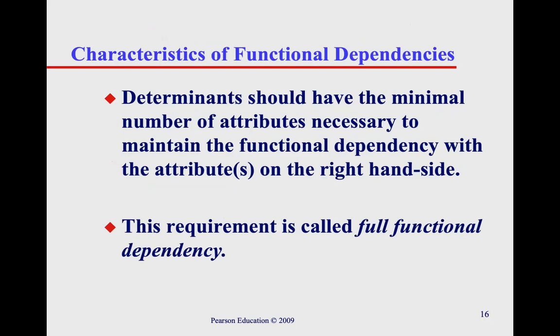Then another characteristic of functional dependencies is that the left-hand side or determinants need to be minimal. So you don't want extraneous attributes on the left-hand side. And we call this requirement a full functional dependency. So if the determinant is the minimum number of attributes necessary, then it's a full functional dependency.